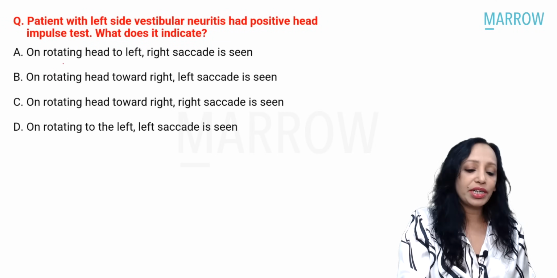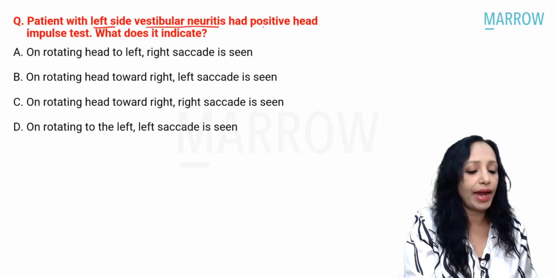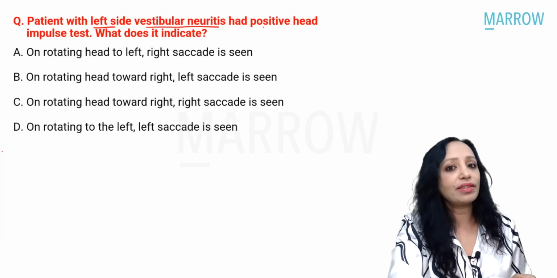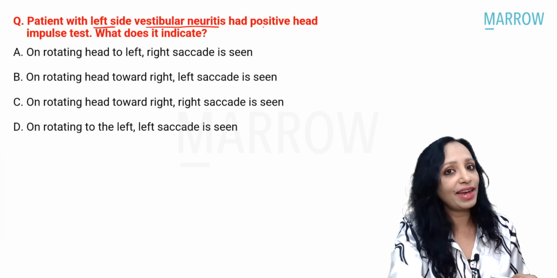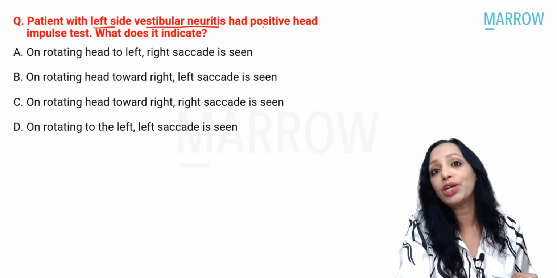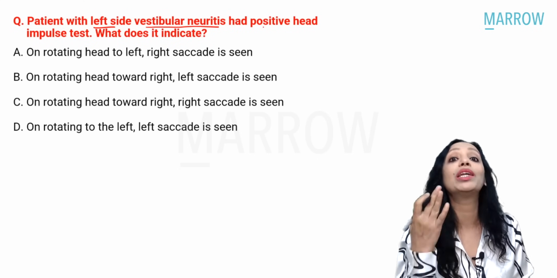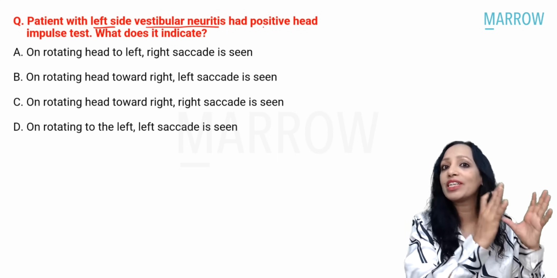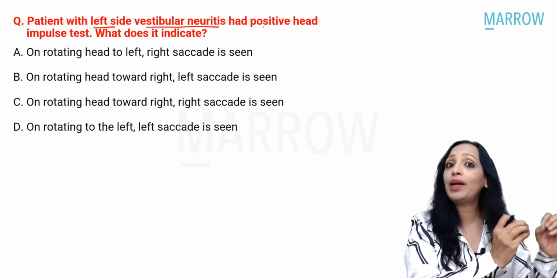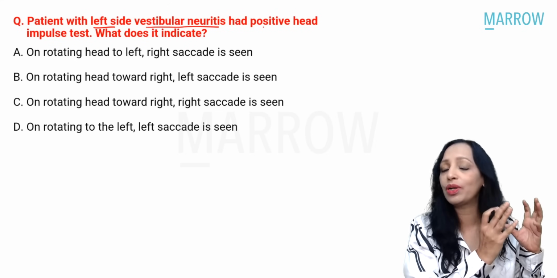Coming to the next question: a patient with left side vestibular neuritis had a positive head impulse test. What does it indicate? Vestibular neuritis was a very favorite of your INI-SET, but now it is of NEET also. What exactly do we mean by vestibular neuritis? As the name says, itis, it is an acute inflammation of the vestibular nerve. So what will happen when the vestibular nerve gets inflamed? It will not properly conduct the impulses from the vestibular system of that particular side to the brain.